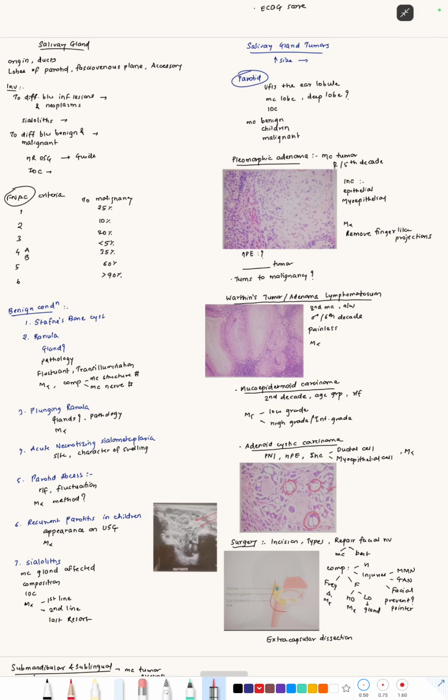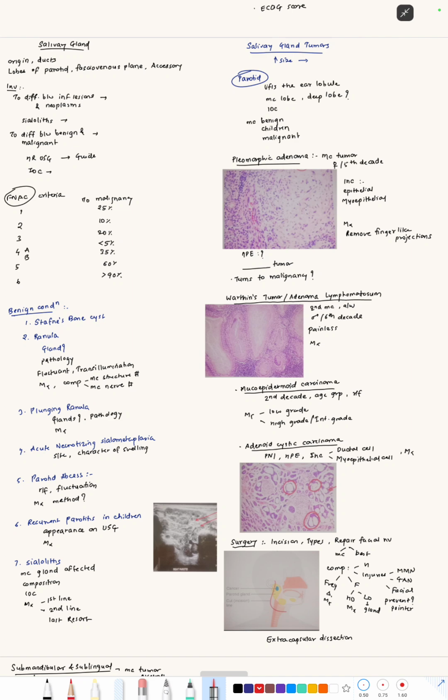Management for this is excision of the sublingual gland itself. Regarding complications, the most commonly affected structure during excision is the submandibular duct, and the most common nerve injured is the lingual nerve. Then the plunging ranula. Plunging ranula is caused by both glands, the submandibular and sublingual glands. The pathology over here is mucus retention and not extravasation. The management is excision of the sublingual gland, but we cannot excise the submandibular gland, so there the neck swelling is aspirated.